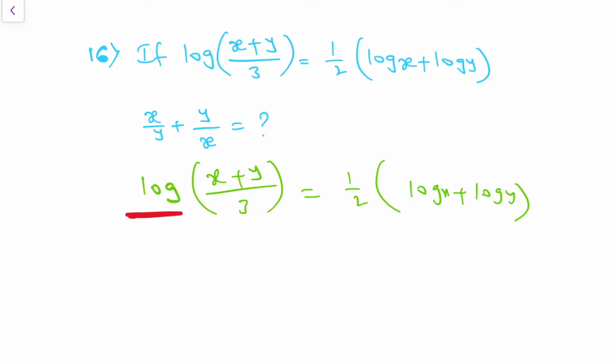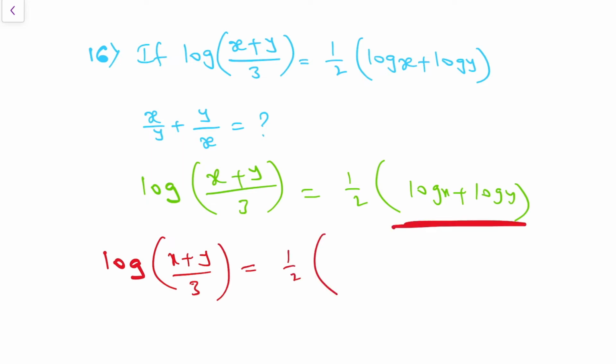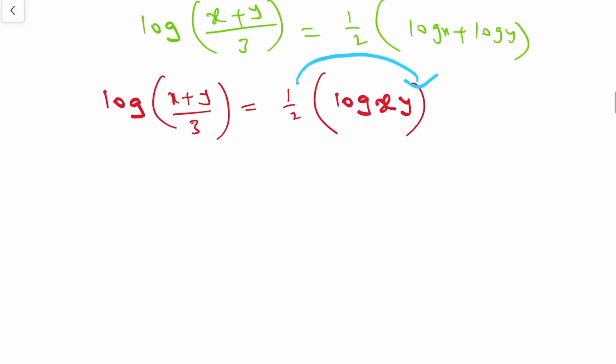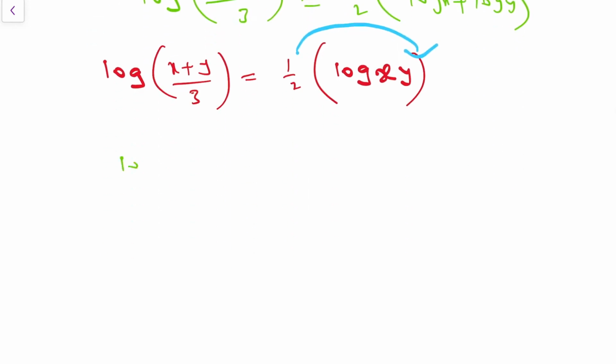The left side logarithm is already separate, so I won't touch anything on the left side. I write it as it is: log of (x plus y) by 3 equals half of (log x plus log y), which is an addition. In logarithms, addition becomes multiplication, so log x plus log y is log xy. The number in front goes as the power, so log of (x plus y) divided by 3 equals log of xy to the power 1 by 2.